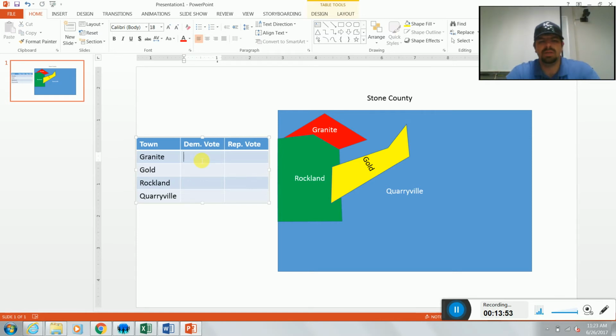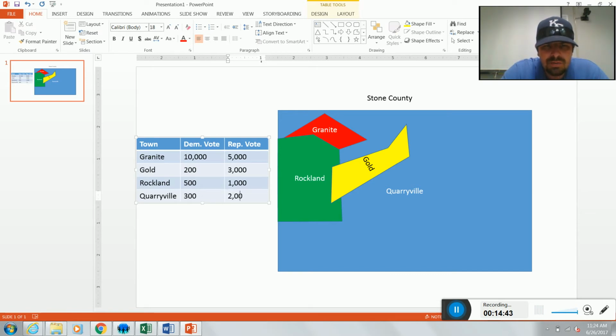All right. So let's say that Granite is the population center of this county, and it has 10,000 Democratic votes, and it has, say, 5,000 Republican votes. We have Gold, which has 200 Democratic votes and 3,000 Republican votes. We have Rockland, which has 500 Democratic votes and has 1,000 Republican votes. And then we have Quarryville, which has 300 Democratic votes. And then over here, Quarryville has 2,001, let's say, Republican votes.